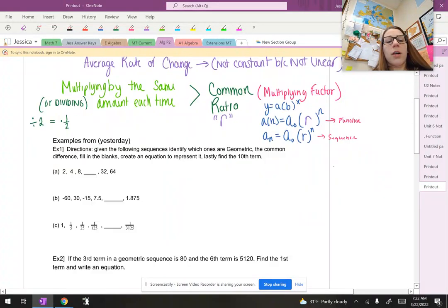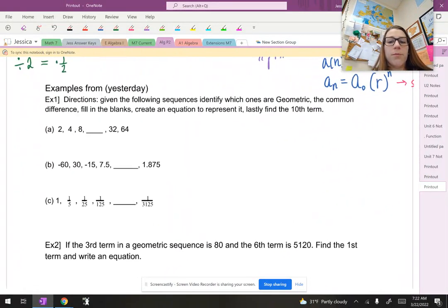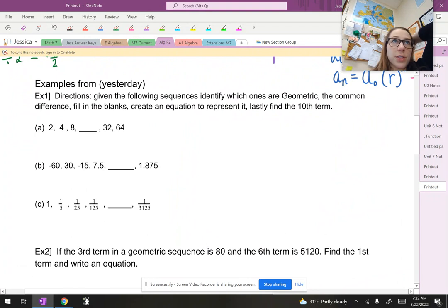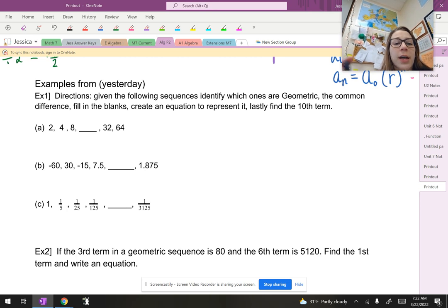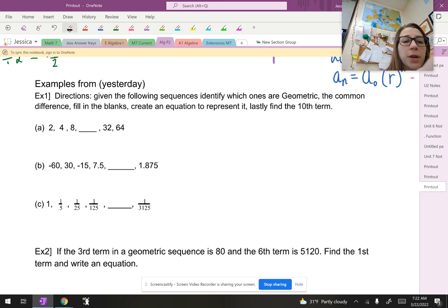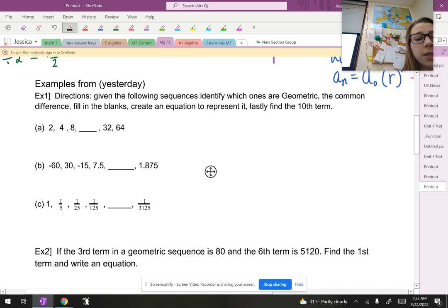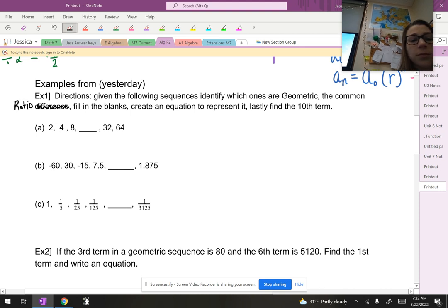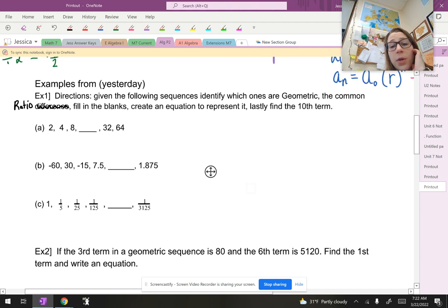All right, 8-3 algebra, example number 1. So we looked at some of these examples in the previous lesson. These ones we are actually going to focus on here. So again, we are identifying which ones are geometric. We're fixing my mistake because we don't want to identify the common difference, but we want to identify the common ratio instead. Fill in the blanks, create the equation to represent it, and find the 10th term.